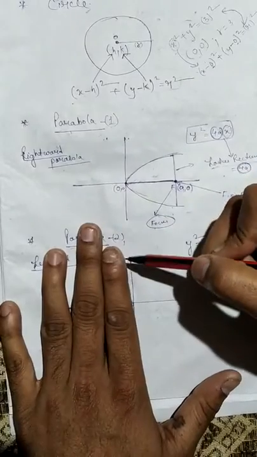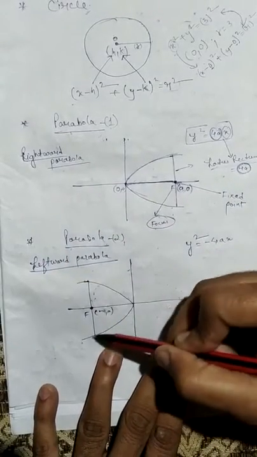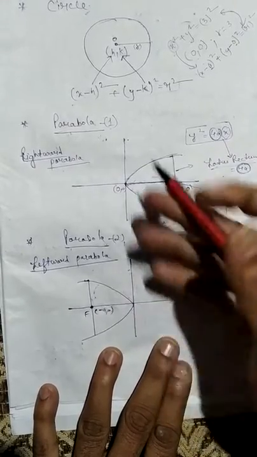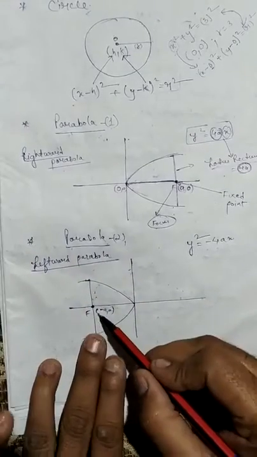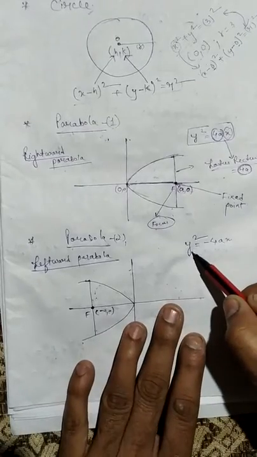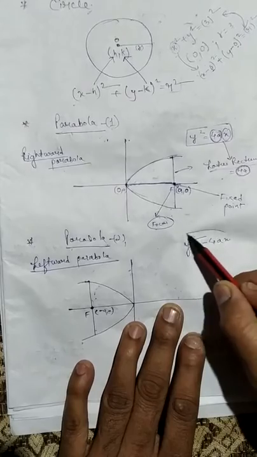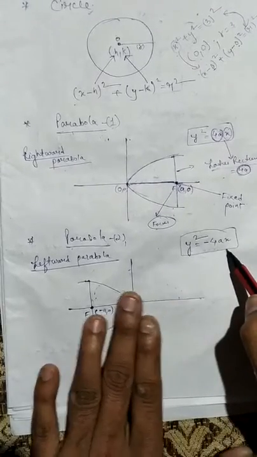Now the leftward parabola. See here, we are drawing it towards the left. This is your focus, and it will be minus a comma 0, because here all are negative. The parabola will be y square equal to minus 4ax. Keep in mind, minus 4ax, very important, since it is in the negative.